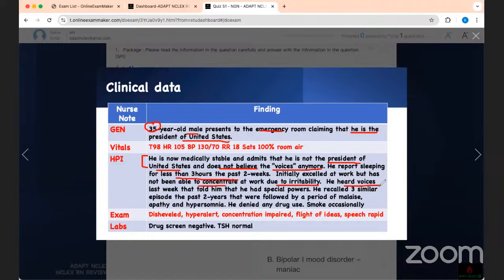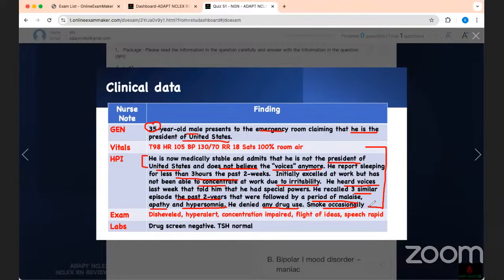So something is happening, hallucination. He's hearing voices telling him that he has special powers. He recalled three similar episodes in the past 2 years. So this has happened before. They were followed by a period of malaise, apathy, hypersomnia. He denied any drug use. He smoked occasionally. Can you figure this out without the physical exams?